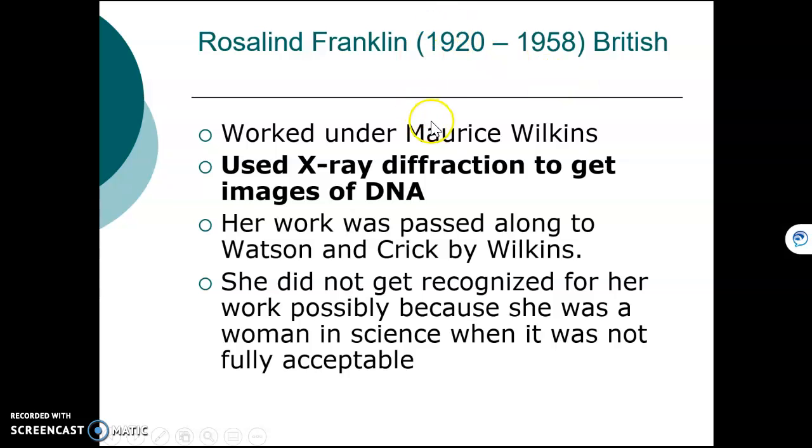She was working under this gentleman, Maurice Wilkins, and again, the only part you need for her is this bolded part. And she was amazing. She created her own equipment, built her own equipment so that she could take X-ray pictures of DNA. And it was these pictures that ended up helping other scientists to discover the actual structure of DNA.